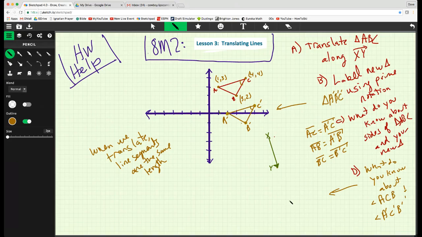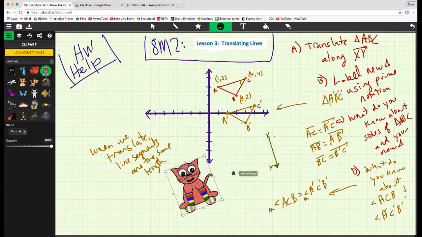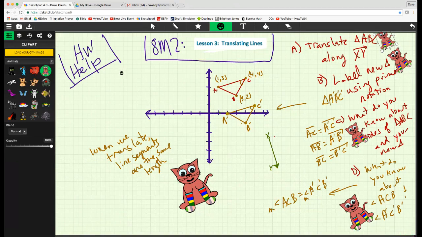And the answer is the measure of angle ACB is equal to the measure of angle A prime, C prime, B prime. Okay, and that is worthy of a happy cat. We'll get a happy cat for each problem that you got right. Okay, very good. We are done here.